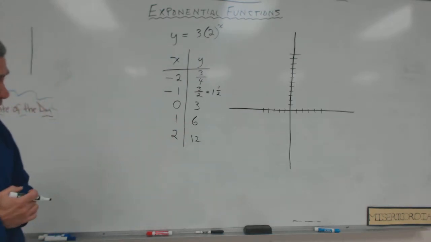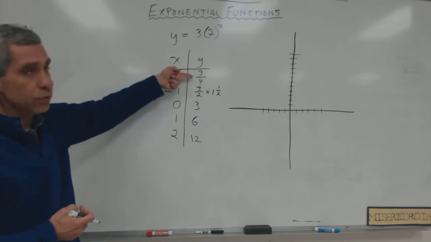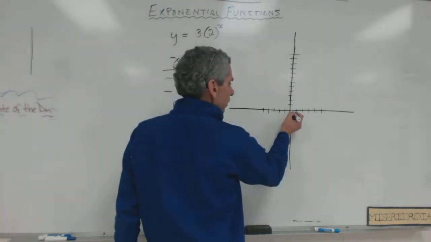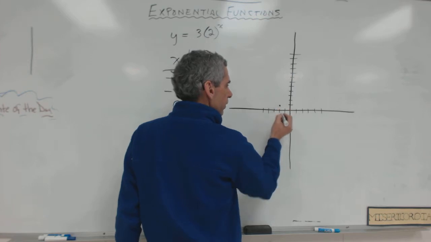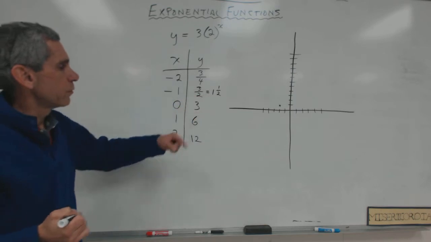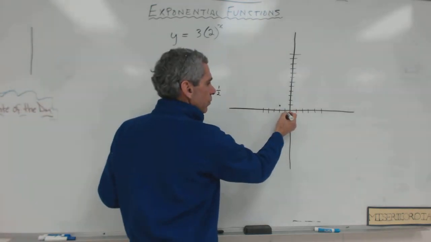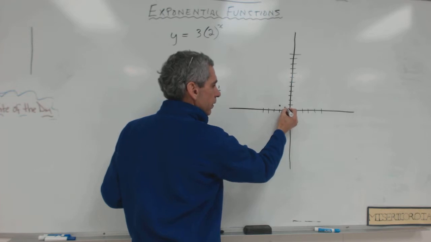So let's start plotting it. The first coordinate is -2, 3/4. So 3/4 is just a little less than 1, right? Does that look about right? Yes. And then -1, 1 and 1/2. So -1, 1 and 1/2, that's about right there, right?